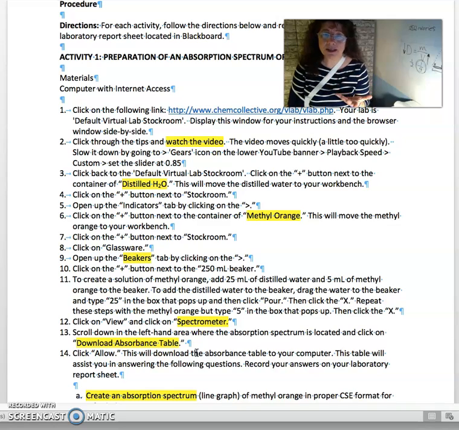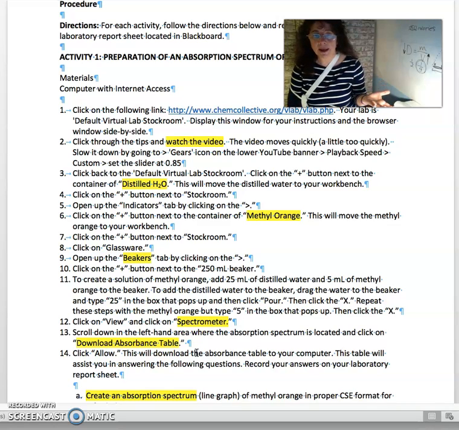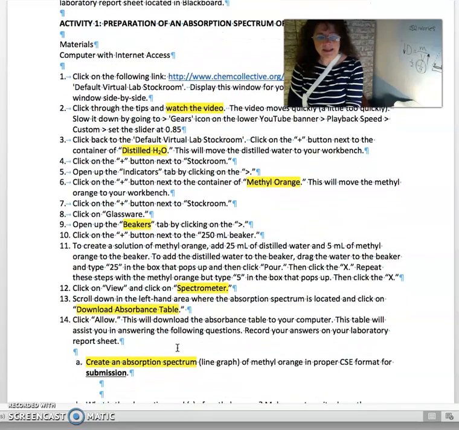I wish you were doing the technique so you would work with the blank and then work with the methyl orange solution. But when you see this through the spectrophotometer that's listed here, you will be downloading the absorbance table for methyl orange, not methyl orange plus water, just methyl orange. It's a good lab. I just wish you had that step.